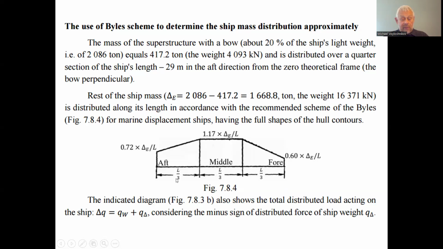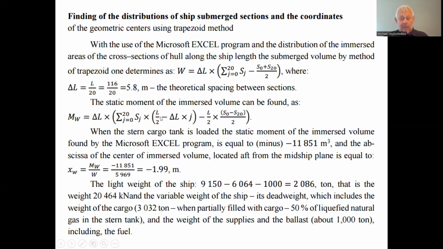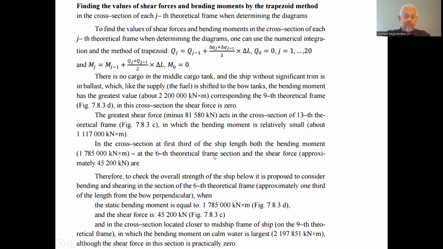And this is the definite section, and we got it. This is the diagram of the bending moment. This is the diagram of the transverse forces. Okay. Next, we have to analyze these diagrams. There is no cargo in the middle cargo tank. The ship without significant trim is in ballast, while the supply, the fuel, is shifted to the bow tanks.